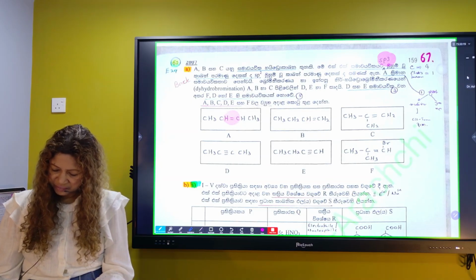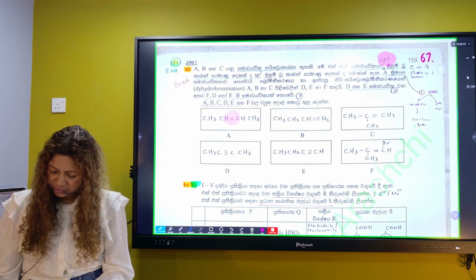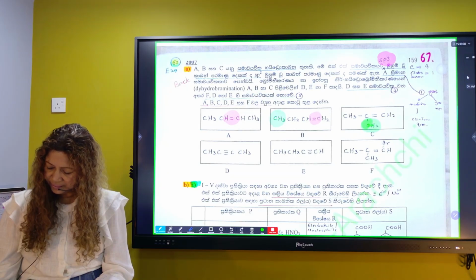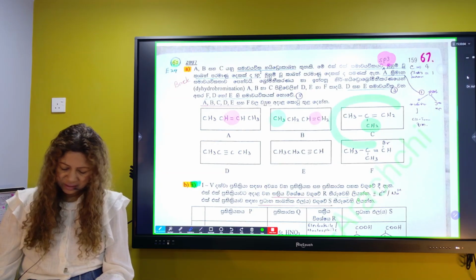Then the other possibility. There are two other possibilities, either the double bond goes to the end, or breaking this CH3 and joining here to make it cis-trans ahead. This one doesn't even have cis-trans.